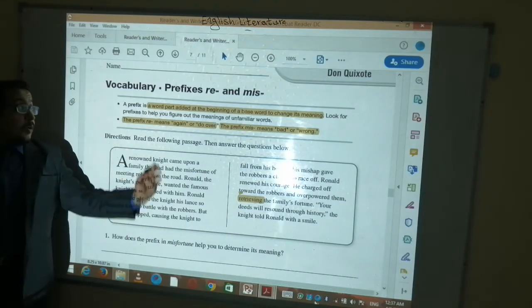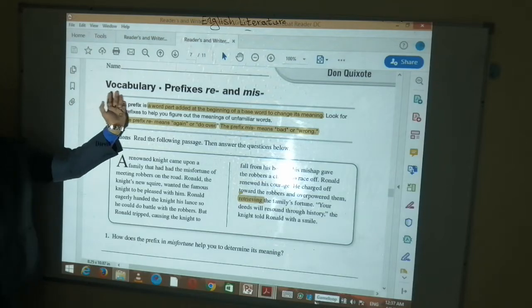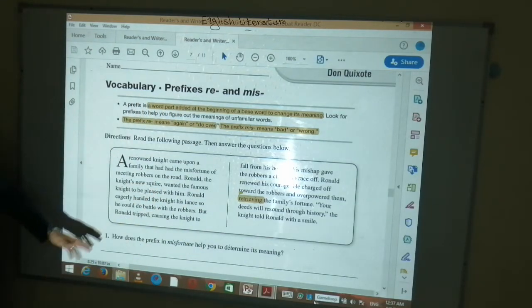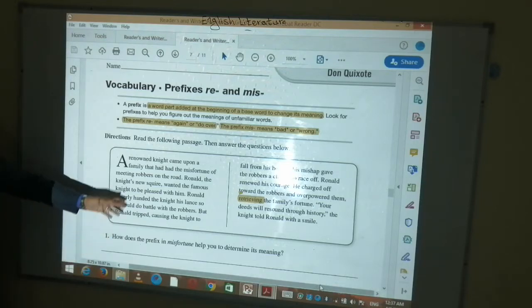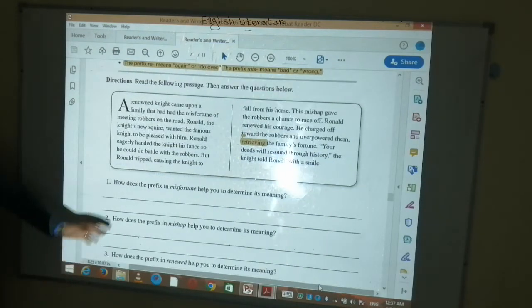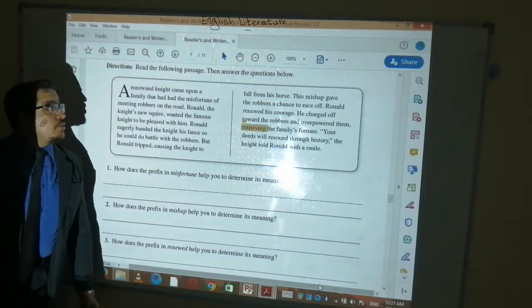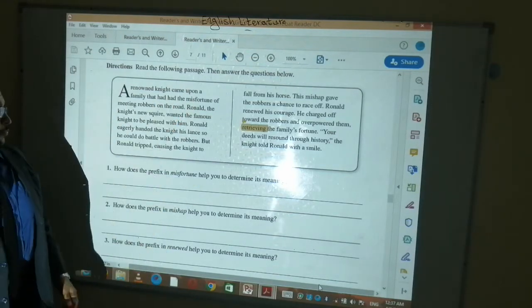We have a text here about the prefix. A prefix is what we study, re and mis. We start to read this text and answer together. After we finish, I will share the answer with you. Directions: Read the following passage. Then answer the questions here.